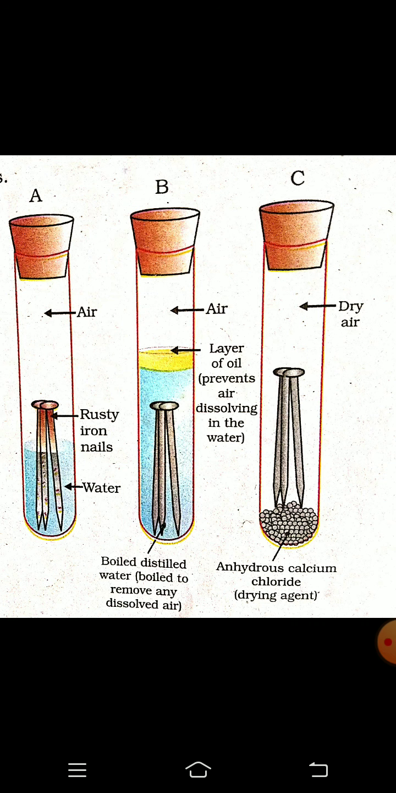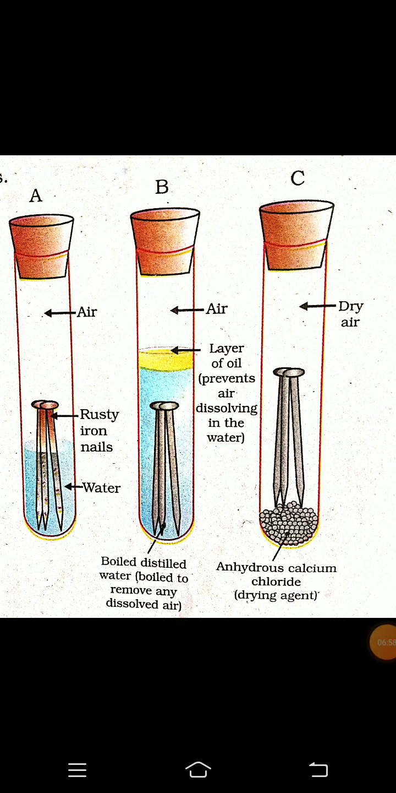Now remember, in the third test tube we have taken anhydrous calcium chloride, which is also known as a drying agent. Why is it called a drying agent? Because we have learned that anhydrous means which contains no water. So this anhydrous calcium chloride will absorb the moisture. And that is why in test tube C, there will be dry air, because the moisture will be absorbed by this anhydrous calcium chloride.